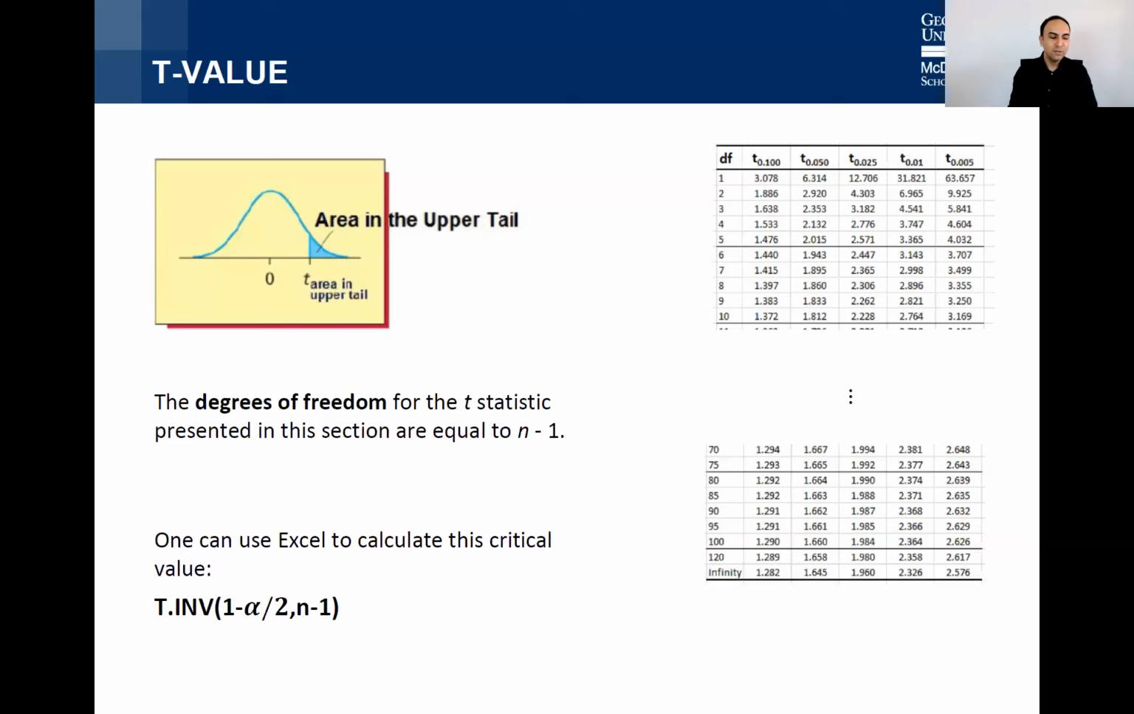The t value can be calculated using a table. There is a table you can look up. You just look at the degrees of freedom and the alpha half level, and you look it up in this table. That's one way to do it. Another way is to go to Excel and type this formula, T.INV, for the inverse, of 1 minus alpha half, comma, n minus 1, which is the degrees of freedom. We will do that together in Excel.